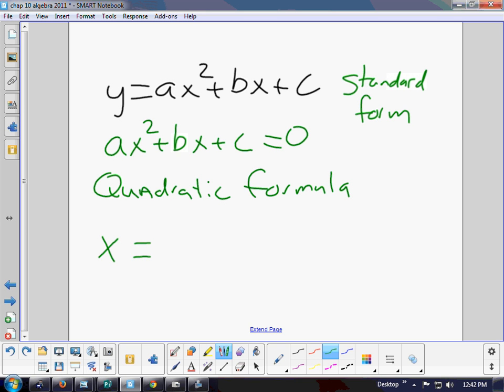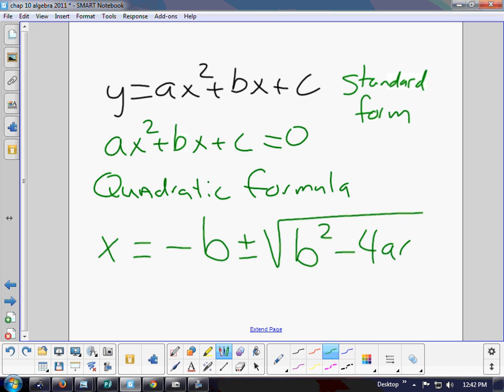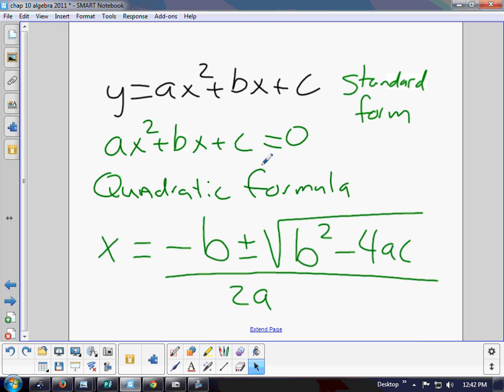X equals negative b plus or minus the square root of b squared minus 4ac, and that whole thing is over 2a. If you notice, the axis of symmetry is in there in the quadratic formula. You already know, negative b over 2a. It's called the quadratic formula. If you're using it tonight.